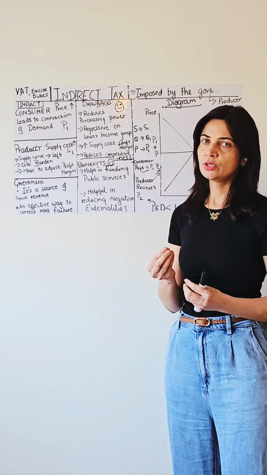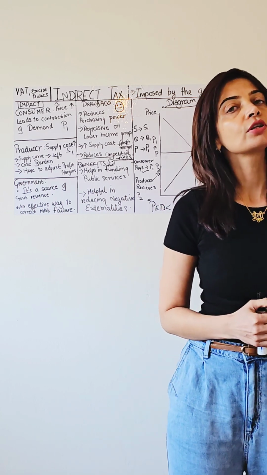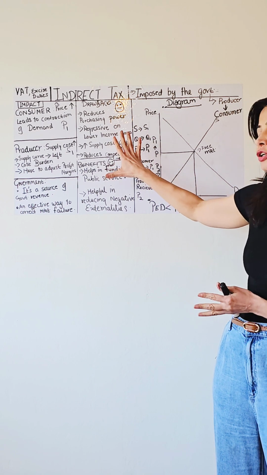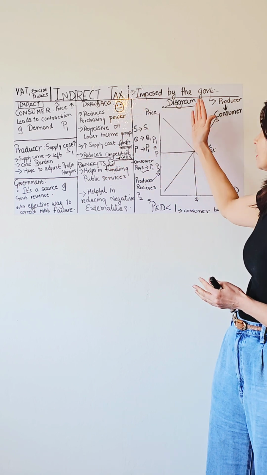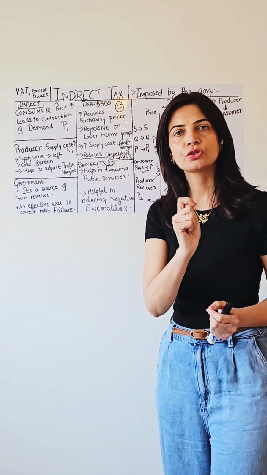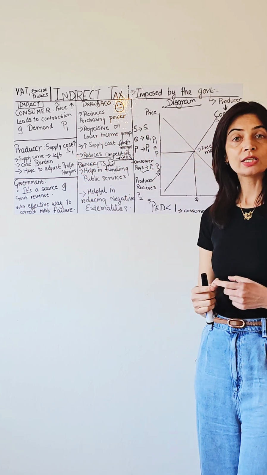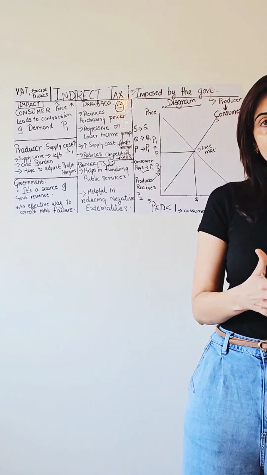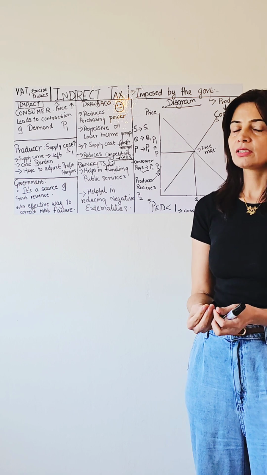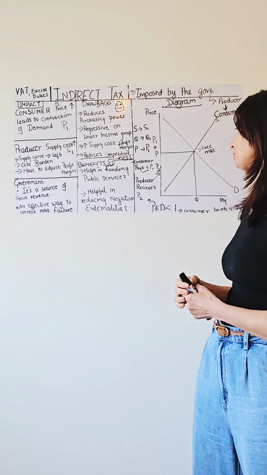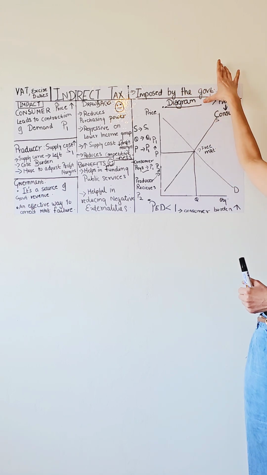Like every intervention, indirect taxes are also going to have some good points and some drawbacks. So I have just created this layout for you to understand that when indirect taxes are being imposed by the government, how is that going to change the market in terms of the quantity that is being traded, in terms of the price that the producer is going to receive, and the price that the consumer ends up paying for. So let's get started.